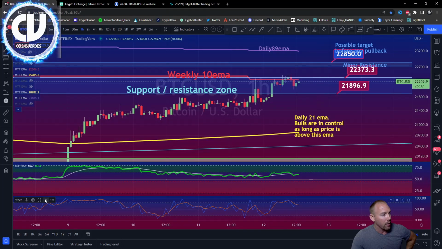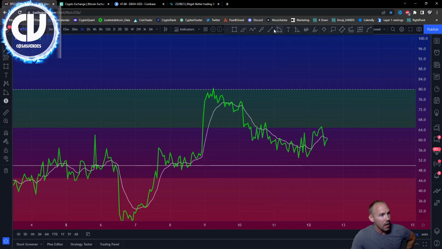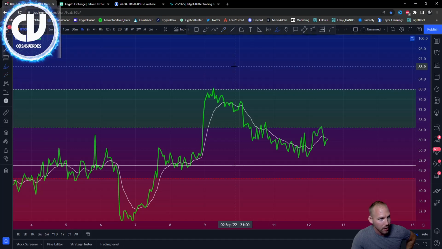Downside, and what I covered last video is I mentioned that the idea of a pullback typically happens after the 1 hour RSI. So this is Bitcoin's 1 hour chart. I'm on the RSI.